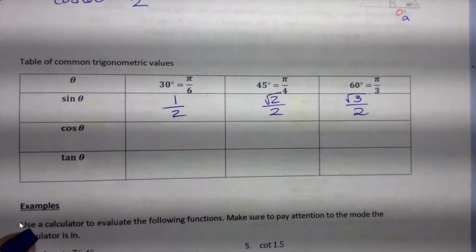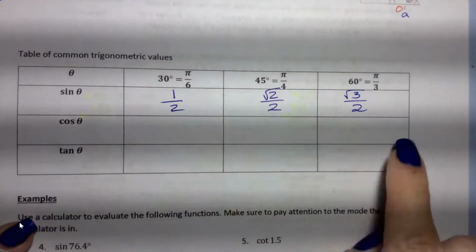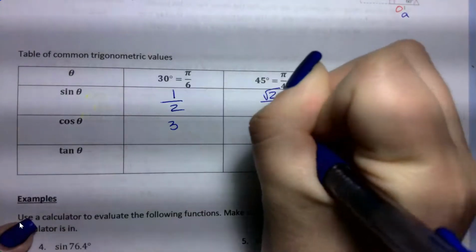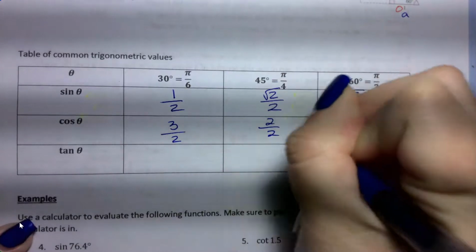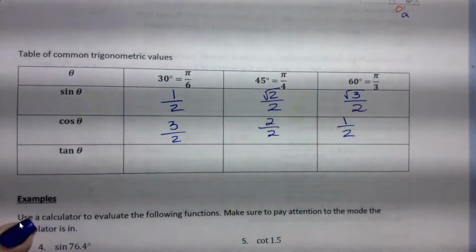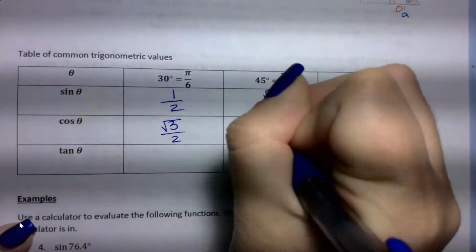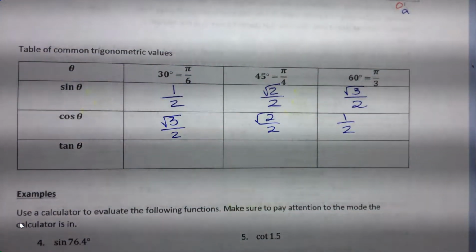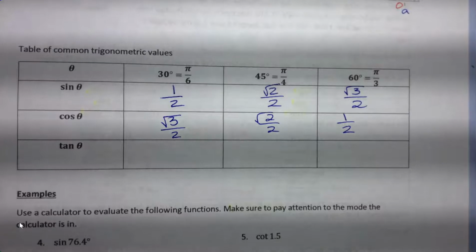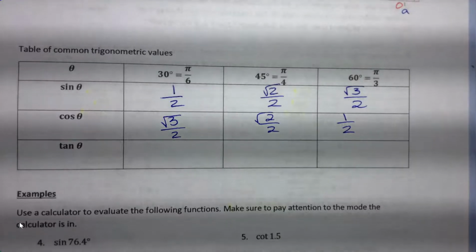Okay. Then for cosine, these all flip. So then it's going to go 3, 2, 1. Again, they are all divided by 2. And again, I want to square root all of them. I don't need to square root the 1 because square root of 1 is 1. To get tangent, I would divide sine by cosine.